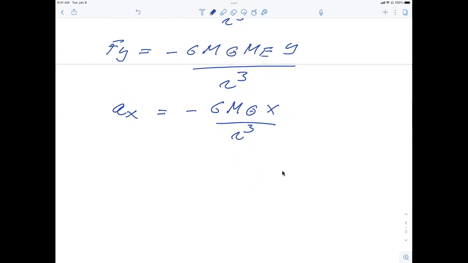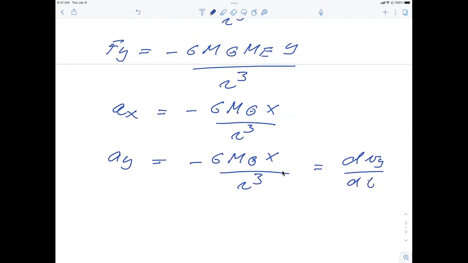So that means that for the acceleration we divide by the mass of the Earth. So this is the acceleration of Earth in the x direction, and this is the acceleration in the y direction. And then we would have the mass of the sun times x divided by the distance cubed. And we know that this is equal to the derivative dvy, so the velocity in the y direction, over dt. And this is again equal to dvx over dt.